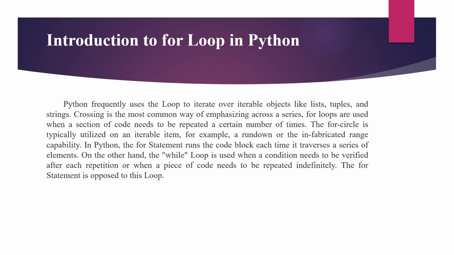On the other hand, the while loop is used when the condition needs to be verified after each repetition, or when the piece of code needs to be repeated indefinitely. The for statement is opposite to this loop. Okay.